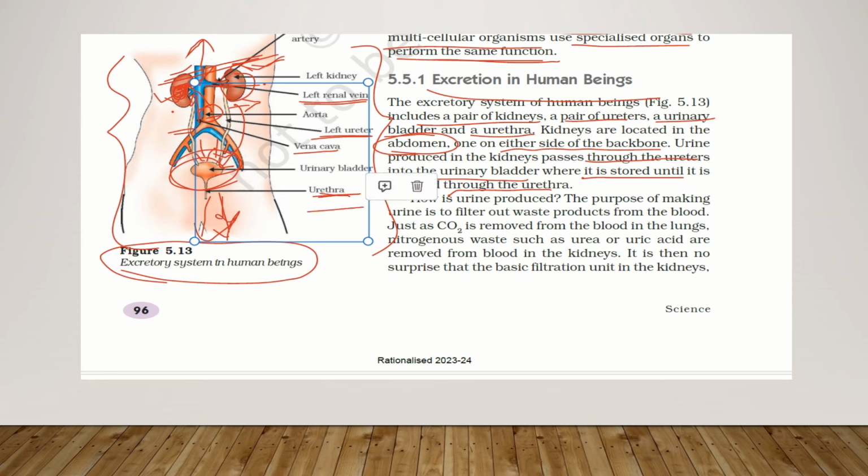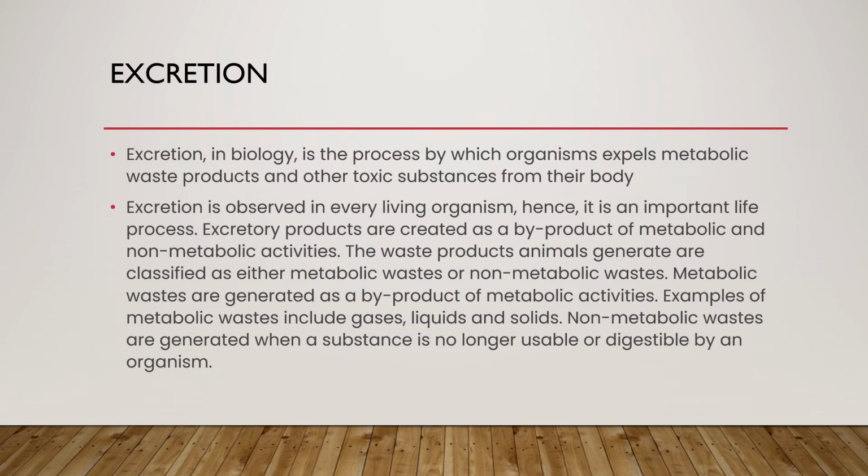Now, the purpose is to understand how urine is produced. So what is excretion? If we take the definition of excretion in detail, it is in the form of notes. Excretion in biology is the process by which organisms expel metabolic waste products and other toxic substances from the body. Excretion is observed in every living organism, whether it is a plant, a unicellular organism or a multicellular organism. It is a very important life process.